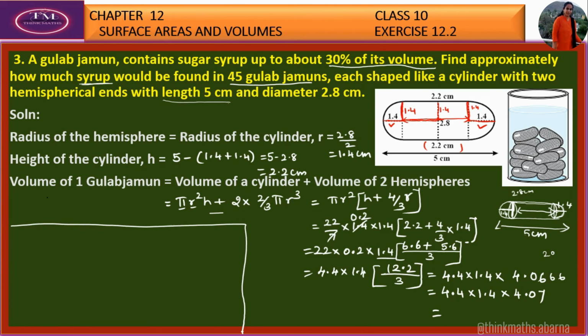Now calculating these values. So let us calculate here. First 4.4 into 1.4. So 4 fours are 16, balance 1. 4 fours are 16 plus 1, it is 17. So 4.4 into 1 is 44.